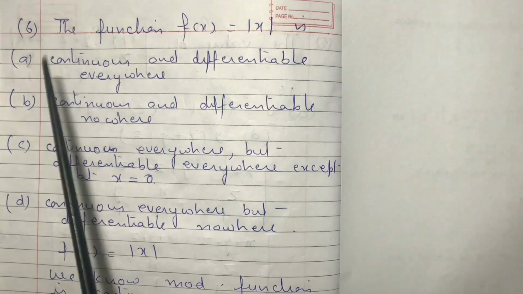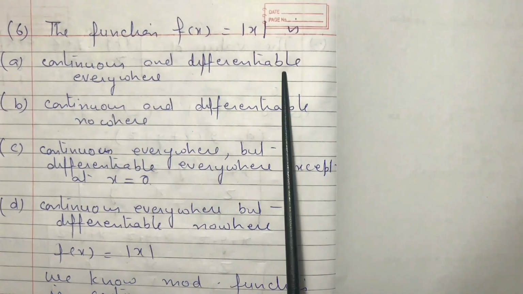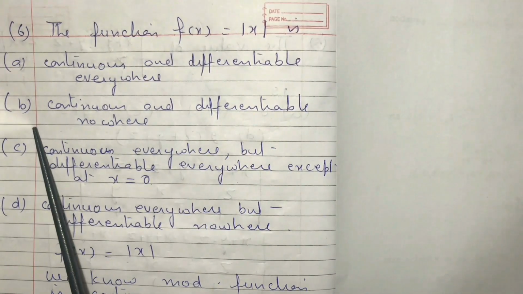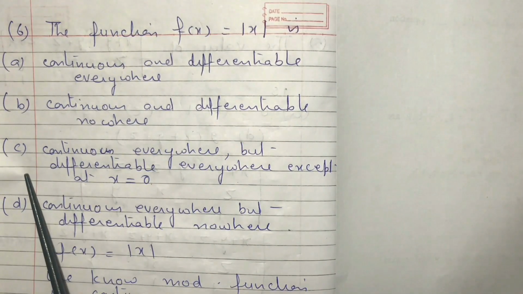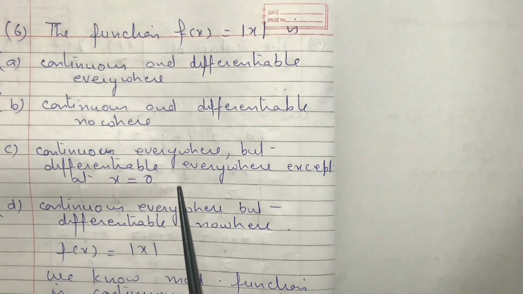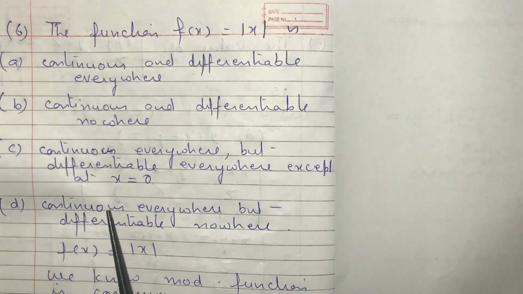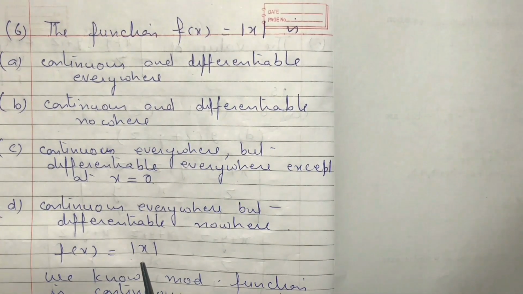Now the sixth question is the function f(x) is equal to mod of x. A is continuous and differentiable everywhere. B option is continuous and differentiable nowhere. C answer is continuous everywhere but differentiable everywhere except at x is equal to 0. And its D option is continuous everywhere but differentiable nowhere. Now f(x) is equal to mod of x.